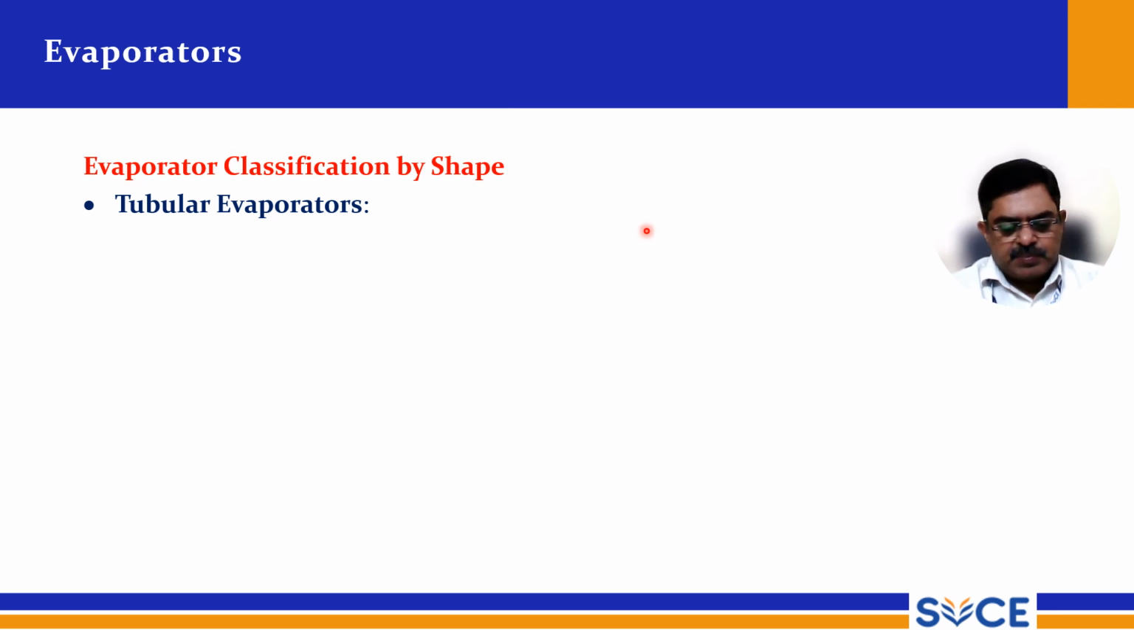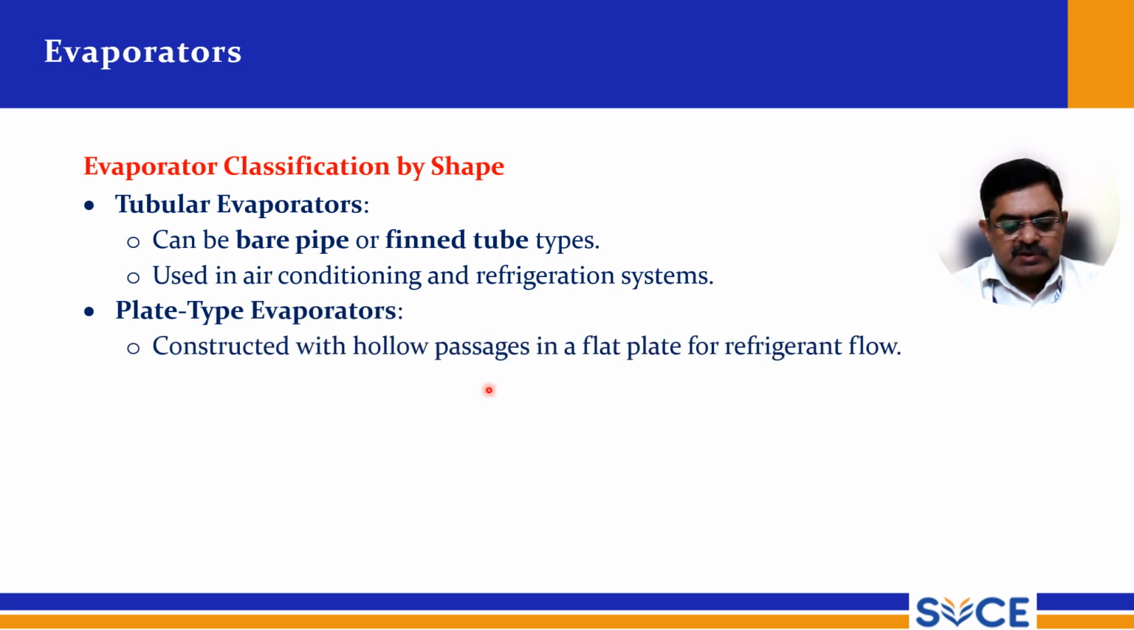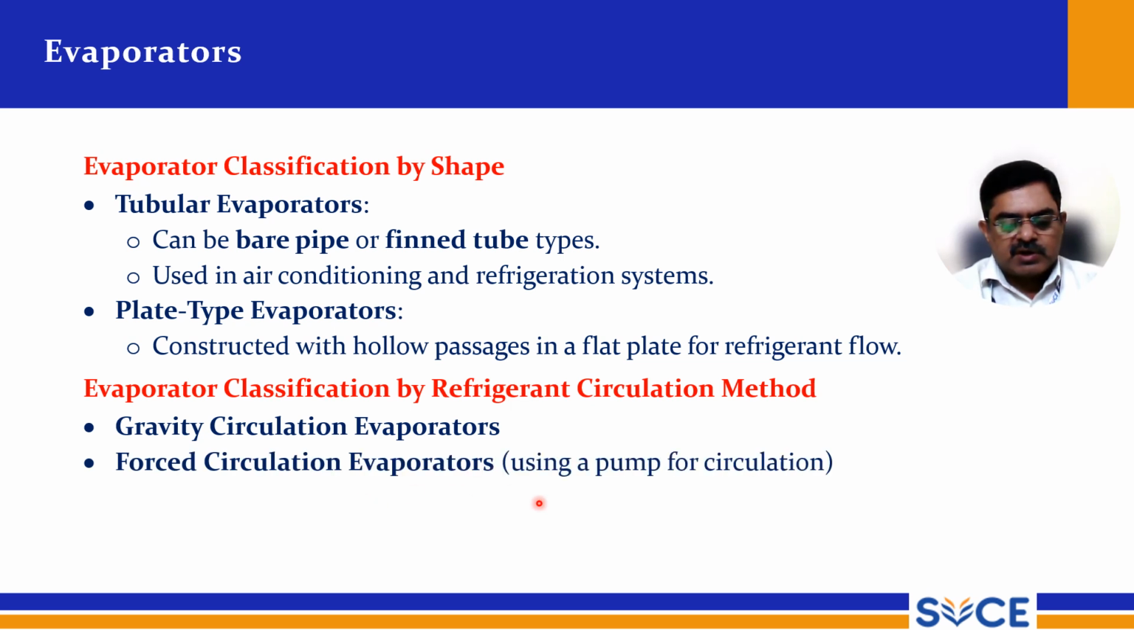Evaporator classification by shape: tubular evaporators can be bare pipe or finned type, used in air conditioning and refrigeration systems, and plate type evaporators, constructed with hollow passages in a flat plate for refrigerant flow. Evaporator classification by refrigerant circulation method: gravity circulation evaporators and forced circulation evaporators. Forced circulation uses a pump, an external device required for forced circulation, so a pump is used here.